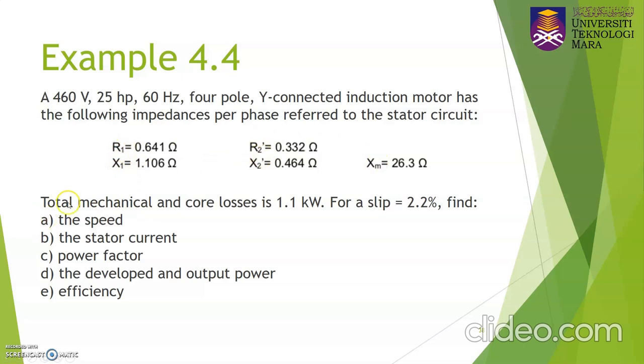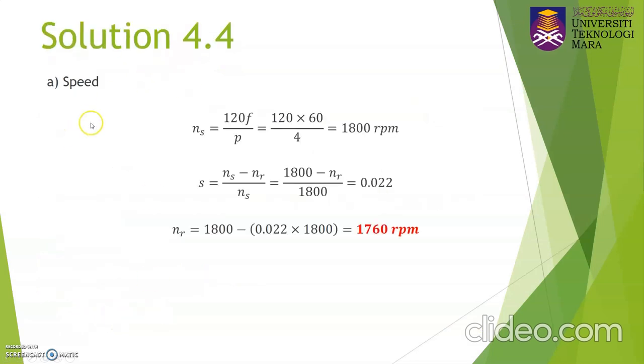In this case, the total mechanical and core losses is 1.1 kilowatt. For a slip of 2.2%, you need to find the speed, the stator current, the power factor, the developed power and the output power. So this is the PM, this is the PR, and then finally, you need to calculate the efficiency. So let's see the solution.